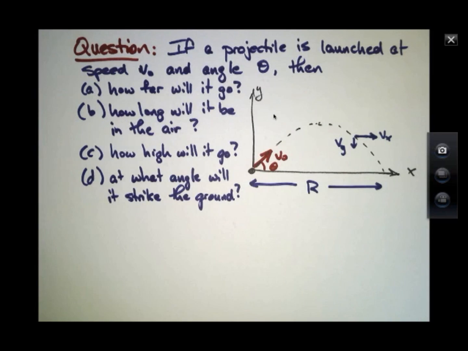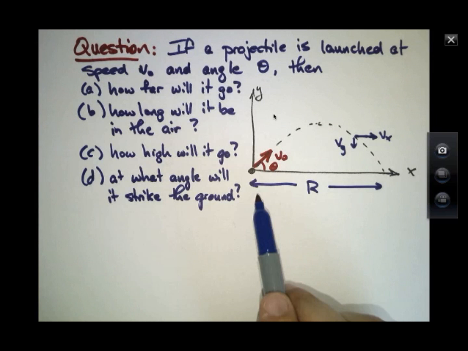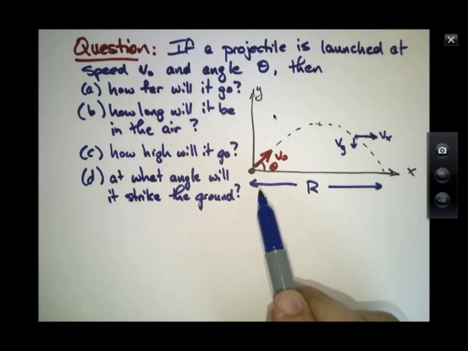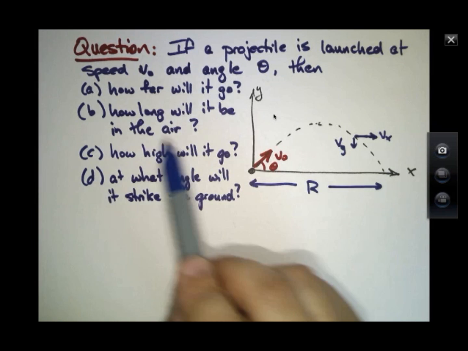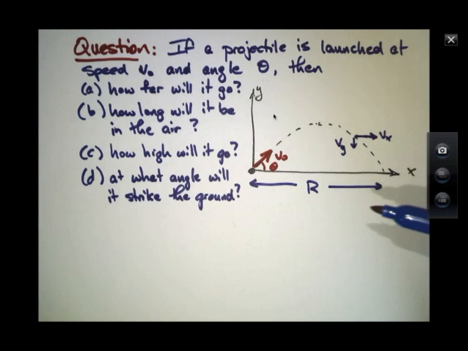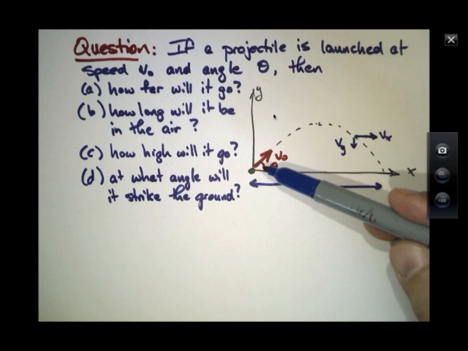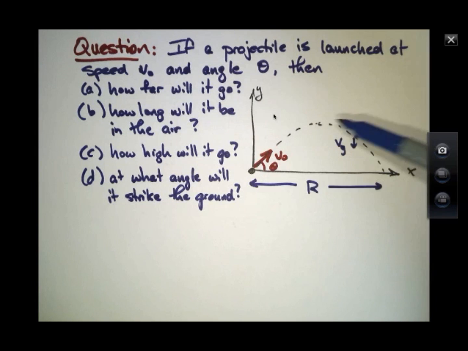We can ask how far will it go, so this is sometimes called the range. If you're thinking about a football player punting the football, this is how far down the field the football will go. We can ask, as in B here, how long will it be in the air? And again, with our football analogy, this is the hang time. If the ball is kicked or punted, it spends a certain amount of time in the air before it lands on the ground again.